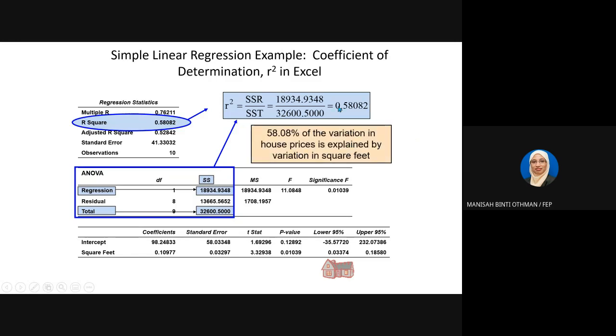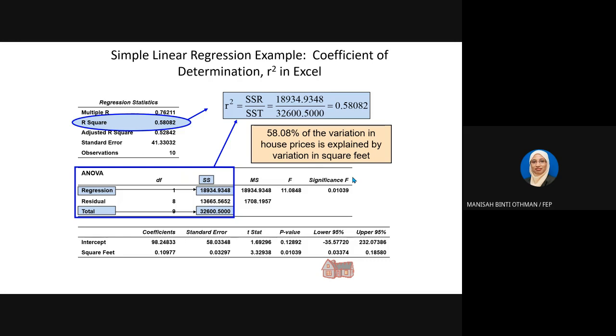Based on this value, 0.5808, we can conclude that 58% of the variation in house price is explained by variation in square feet. Which means you have another 42% of the variation or effect in house price explained by other variables, but we are not sure what those other variables are.